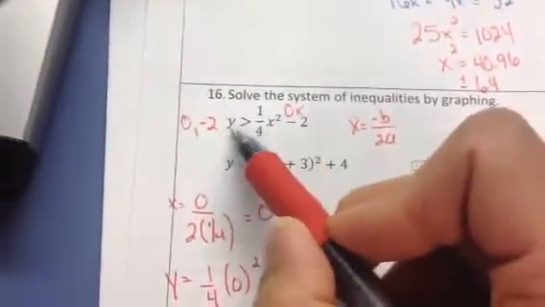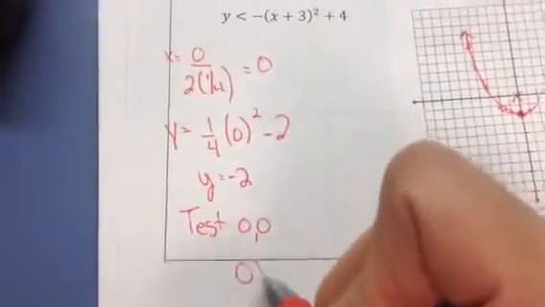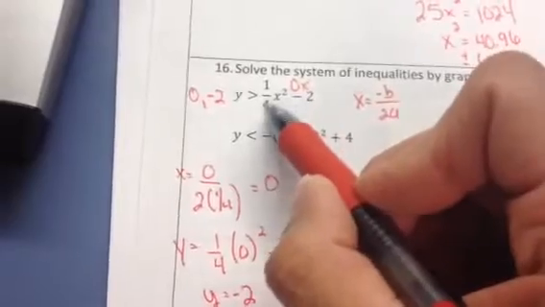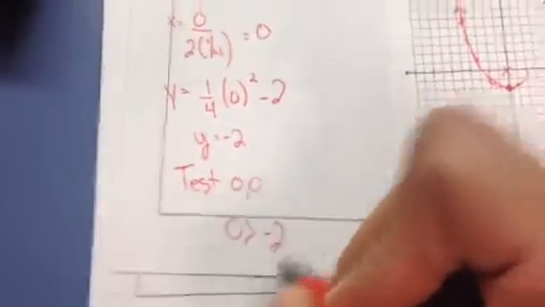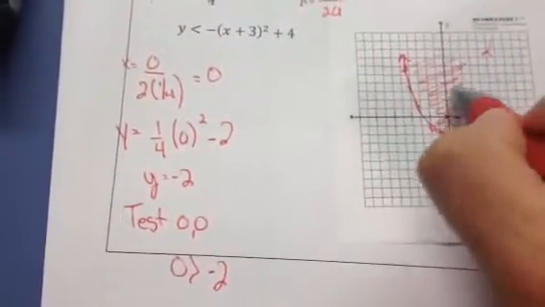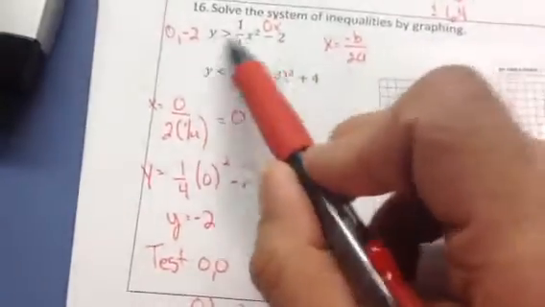into my problem up here, I get 0 on the left. And when I put 0 in here, we already did that. 0 squared is 0, times a fourth is 0. Take away 2 is negative 2. Is this true? And that's true. So that means all the points inside of here would work. Any x and y coordinate would make that inequality be true. And now I'm going to graph the other one.